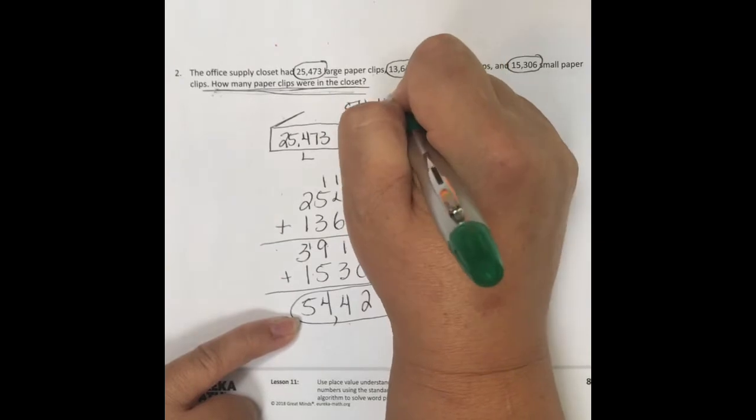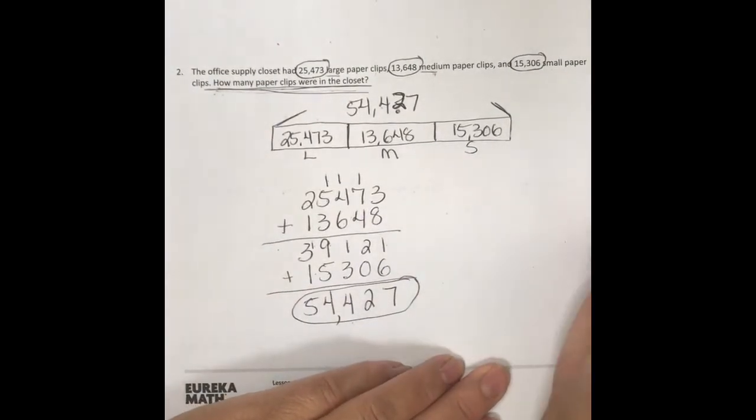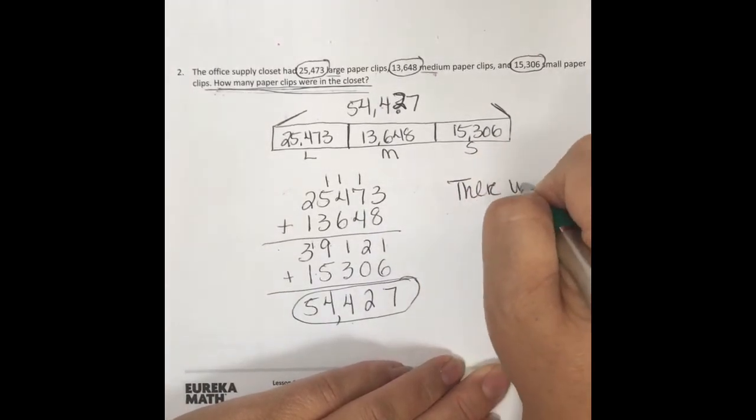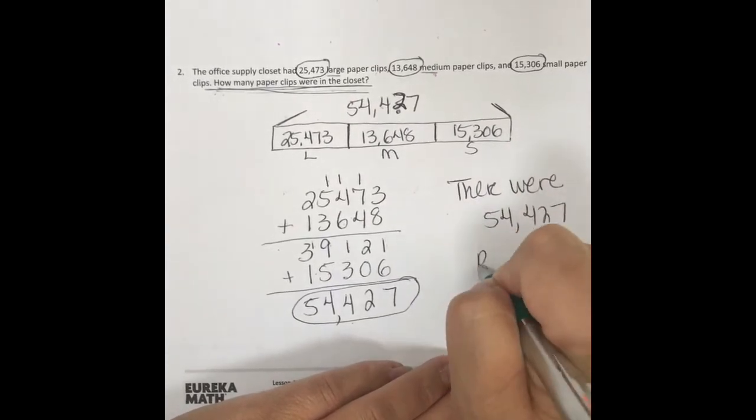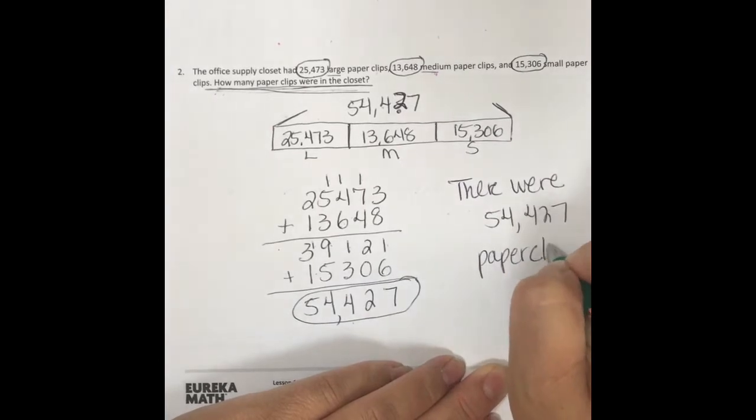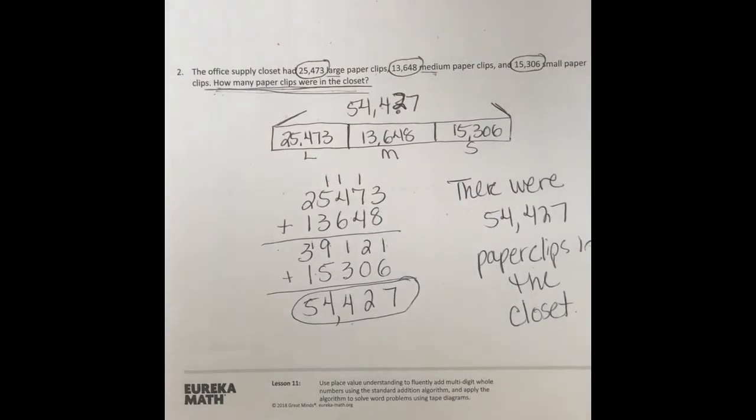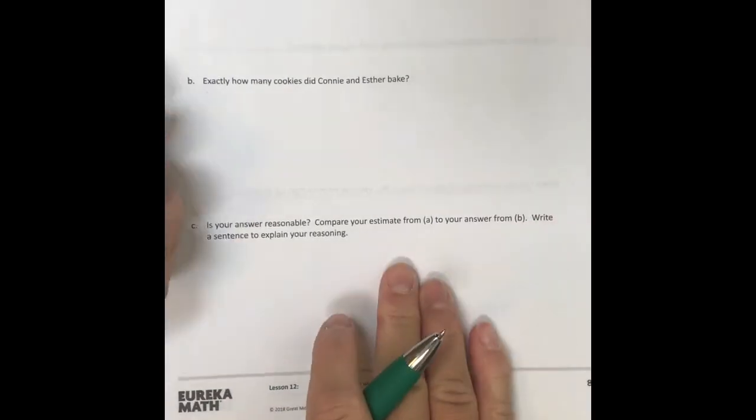Turn that into a 2, and then I'm going to write my answer because we're read, draw, write. Okay, so there were 54,427 paper clips in the closet. Okay, so that's how you should have answered the problem on page 83. Now we're going to turn over and we're going to look at page 89. So if you could just turn in your book to page 89.